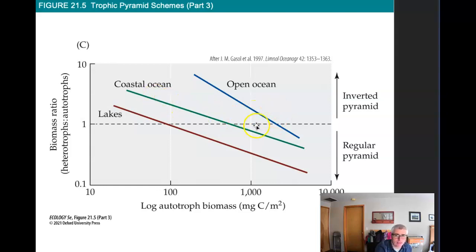So within a system, as it goes from either oligotrophic, meaning low amounts of nutrients, to eutrophic, having lots of nutrients, it'll move along this gradation of inverted to regular pyramids.